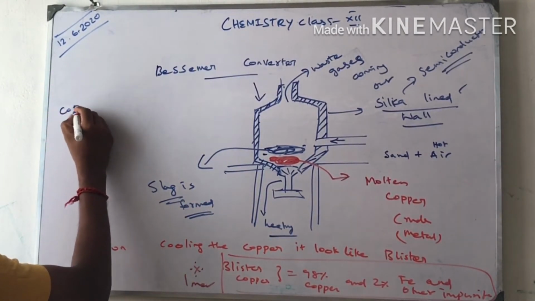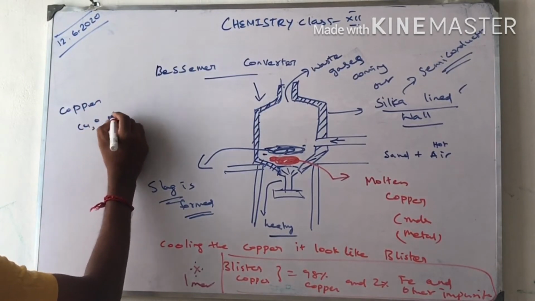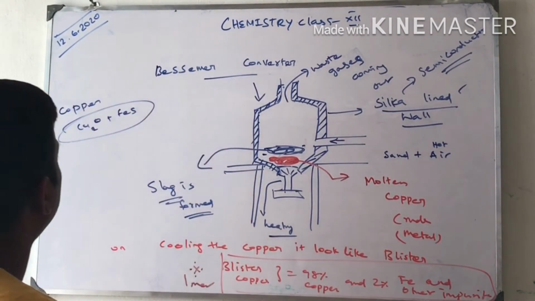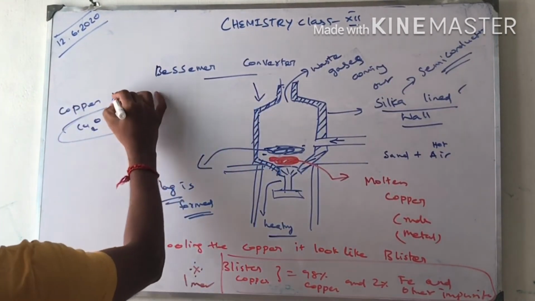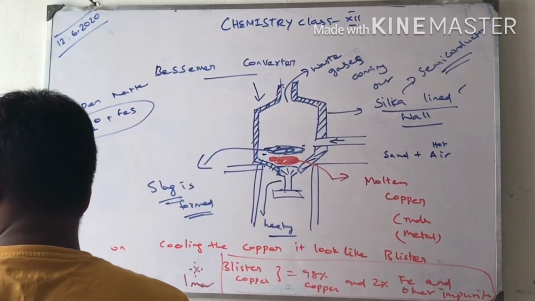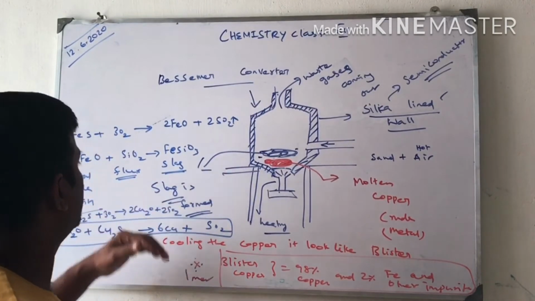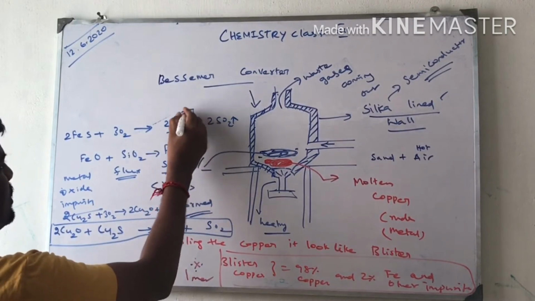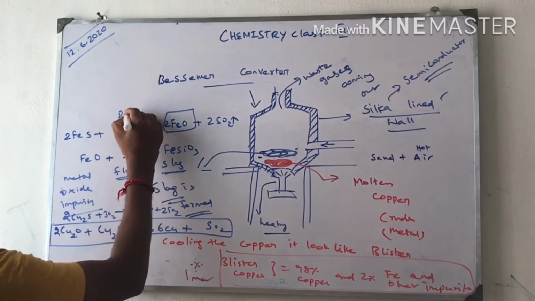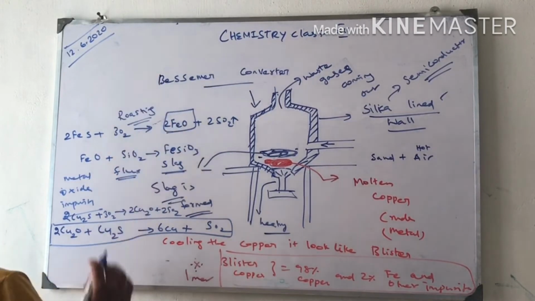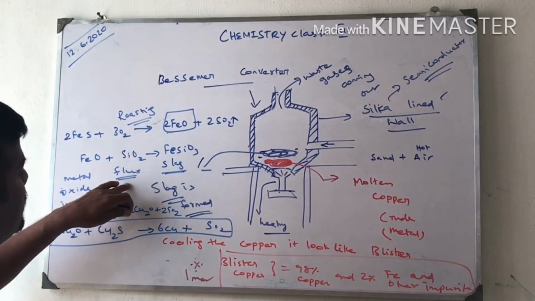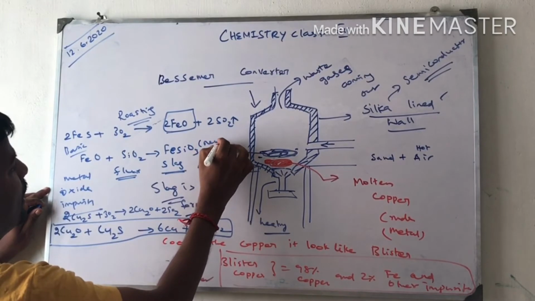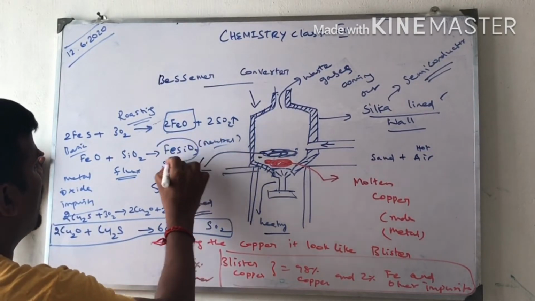One more thing, copper matte, which I already explained to you: Cu2O and iron sulfide, FeS and Cu2O. This mixture of iron sulfide and copper oxide is called copper matte. We already discussed it in the last class. Iron sulfide plus oxygen gives iron oxide. This is nothing but roasting. Then iron oxide, which is basic, reacts with the acidic flux, and the slag is a neutral compound. So this is the slag formed here.